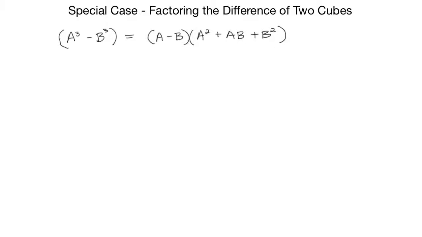All right, and we talked about how important it is to recognize your cubes. So let's write out some of the common cubes. 1 to the third power equals 1. 2 to the third power equals 8. 3 to the third power equals 27. 4 to the third power equals 64. And 5 to the third power equals 125.